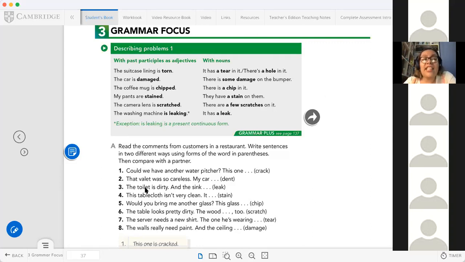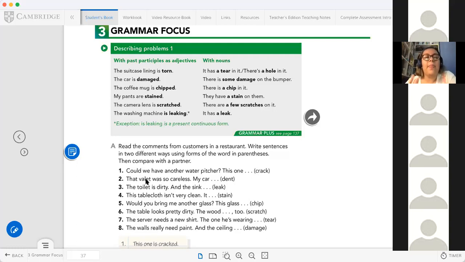Okay, so let's see. This is what we're going to do. We have to complete the sentences with the 2 forms, with adjectives and with nouns. Let's try to do it orally because that way it's going to be faster. So, could we have another water pitcher? This one is cracked. Ese sería el adjetivo. ¿Cómo sería con el sustantivo? This one has a crack. Perfect. There we go.